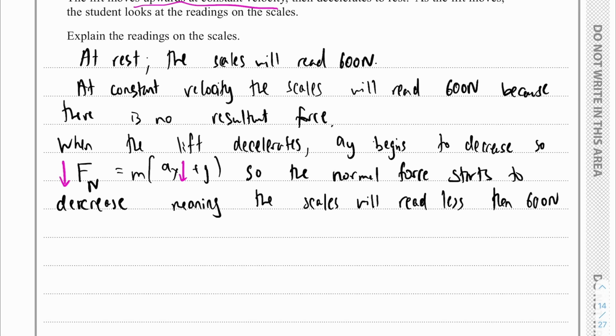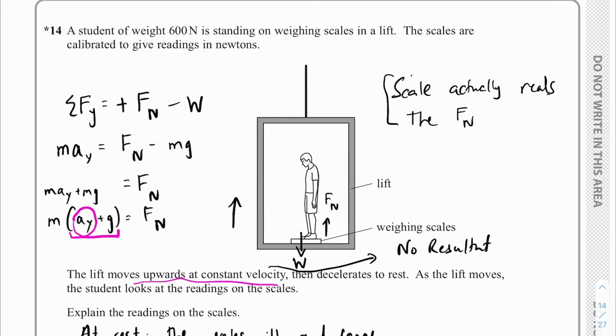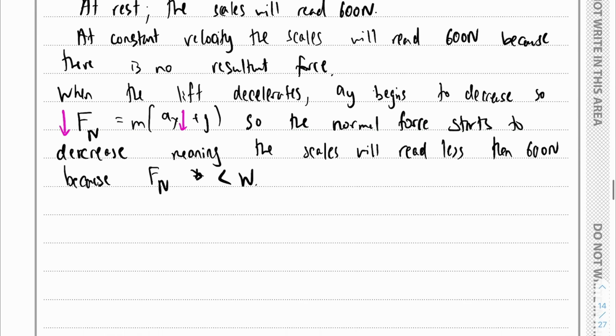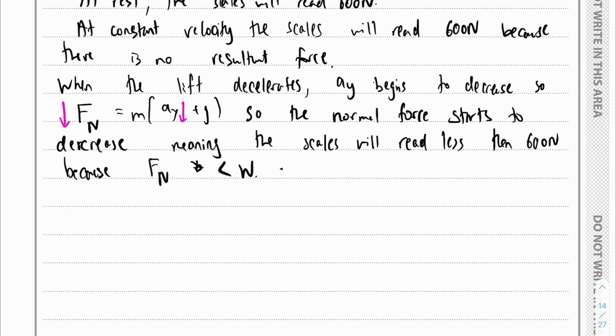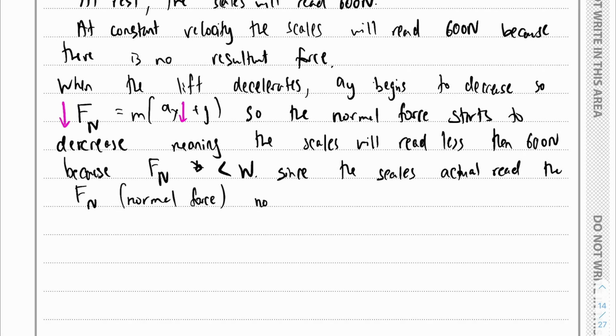Because why? Because the normal contact force, or the normal force, is less than W. And the scale, we said earlier, reads what? The scale actually reads the normal force, not the weight. It reads the normal force exerted on the person. So we can also write this in the answer: since the scales actually read the normal force, not necessarily the weight of the person.